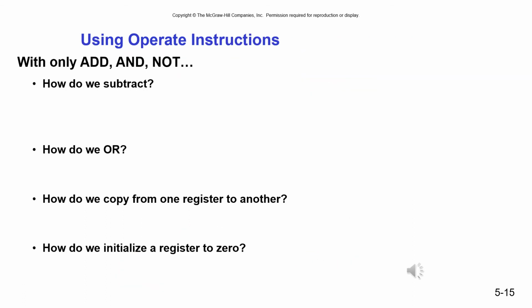So, you remember De Morgan's law, distributive property for logic. With only add, and, and not, how do we subtract? Well, we just showed you how we subtract. We take the second operand, flip the bits and add 1, and we simply add it. How do we OR? How do we copy from one register to another? How do we initialize a register to 0? I think I've already shown you that, but we're going to cover each of these scenarios next.